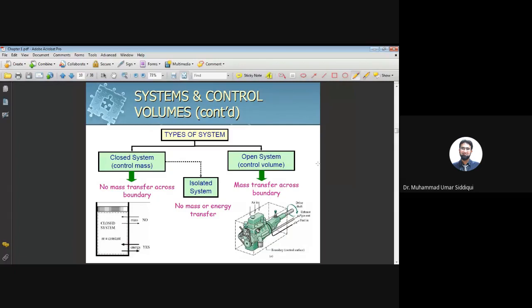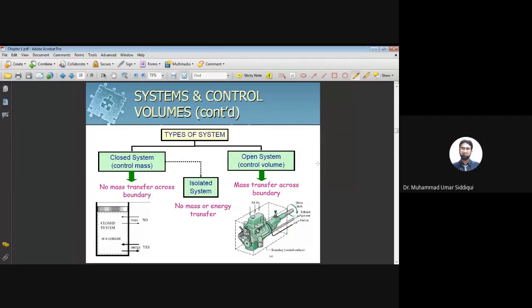So we have four systems that we have discussed here. Is there anything within these systems and their classifications that you do not understand? Please ask. Yes, sir. How do you restrict the flow of energy? How do we restrict the flow of energy?